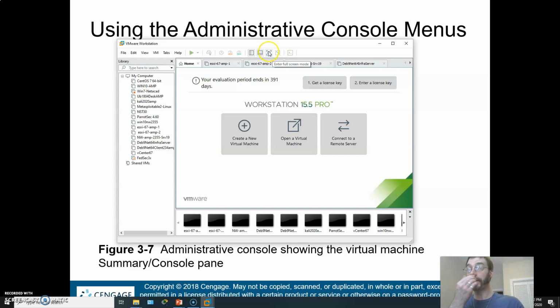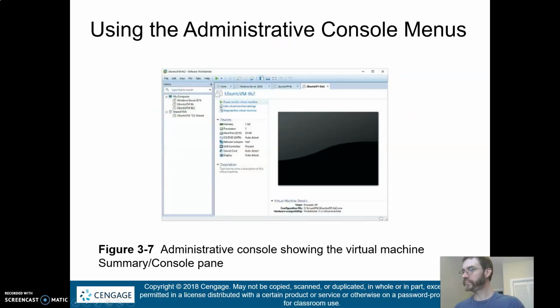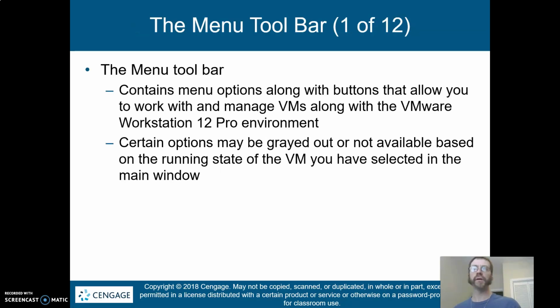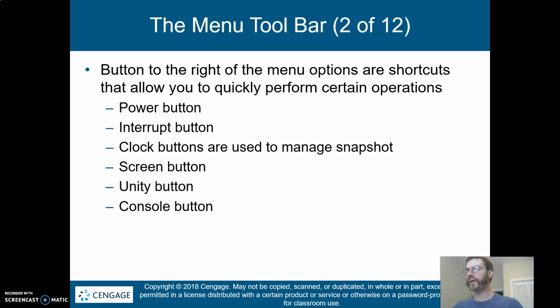So here we go. Oh, nope, wrong one. My apologies. Menu bar. There we go. So the menu toolbar, as we said, the buttons to the right of the menu are shortcuts. Power, interrupt. Your clock buttons manage your snapshots. Your screen buttons, your Unity button, your console button. If you don't have VMware tools installed, the Unity option may not be available. So every option won't apply to every VM, and every option doesn't have to apply to every VM.